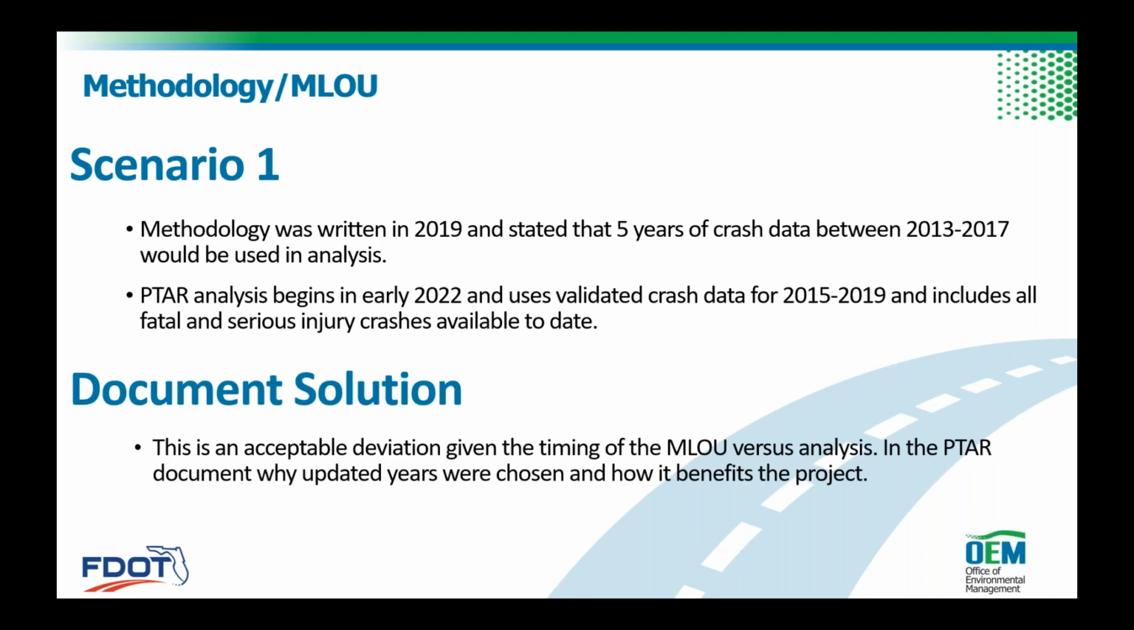So the documentation solution here is, like I said, this is a very acceptable, normal deviation, given the timing of the MLUs versus analysis. And the recommendation here is to simply document why updated years were chosen and how it benefits the project. This would not be a scenario where you necessarily have to revise the methodology letter, but in all these situations, a quick email for correspondence with the reviewing agency or DOT project manager is a good idea. This is one I don't foresee there would be much pushback or concern.